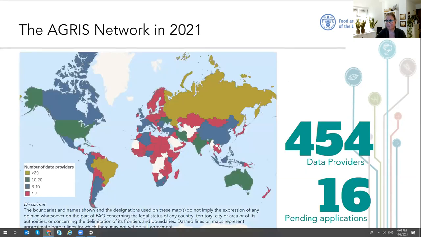At the moment, we have about 454 data providers. I must say that we are revamping because we had many more in the past, but we are now making them active again. So a big percentage of this number are active data providers. And we have 16 pending applications. This is more or less what we receive per week. So we receive quite a lot of requests to participate in Agris. And this is the map that helps you to imagine the representation of Agris worldwide.